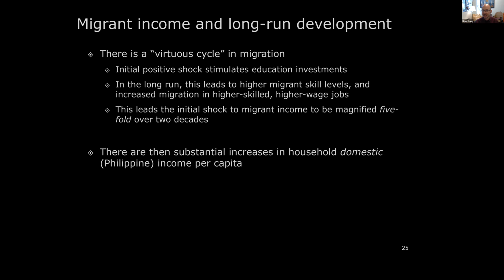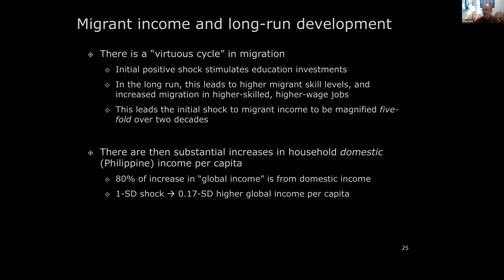And then on the domestic side, we also see substantial increases as well, increases in household domestic income per capita, income in home areas. We actually find that this increase in domestic income is so large that it's the vast majority of the increase in global income. There's a large increase in migrant income by itself, but the increase in domestic income is 4 times larger. So 80% of the increase in global income is actually in domestic income.